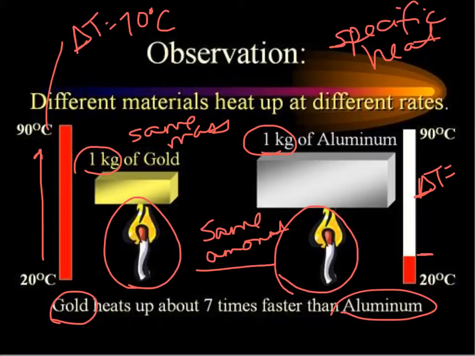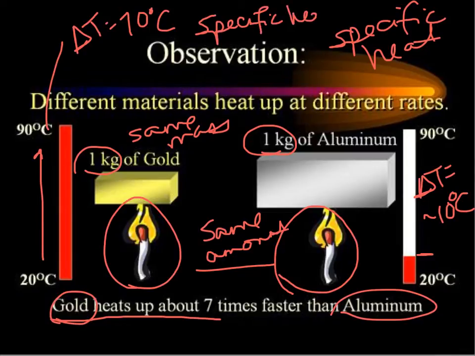what is that? Should we say 30? Maybe about 10 degrees Celsius. Okay? In other words, gold changes its temperature about 7 times faster than does aluminum. Why is that? They've got the same amount of heat, the same quantity. It is because the specific heat of gold is very low. Gold is Au. Okay, specific heat of gold is very low. Remember, the lower the specific heat, the less heat is required to change the temperature.